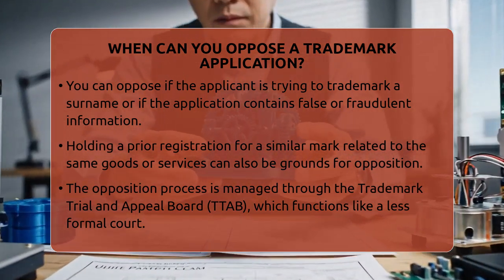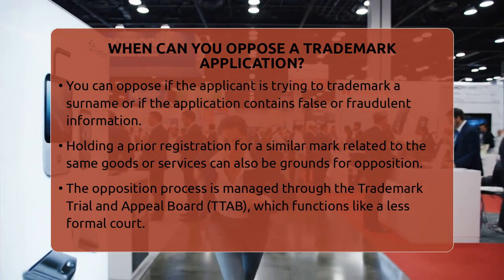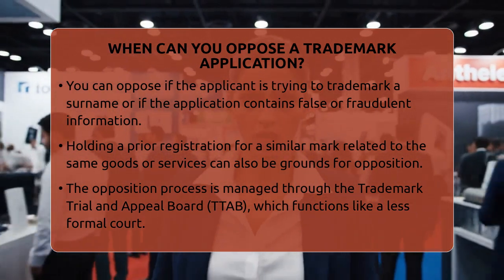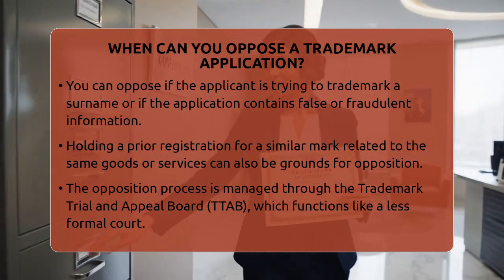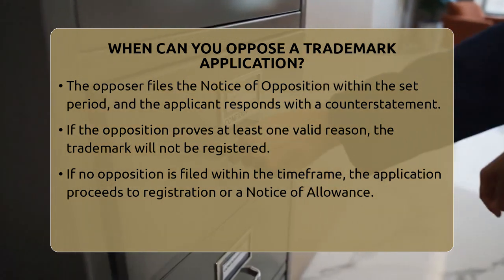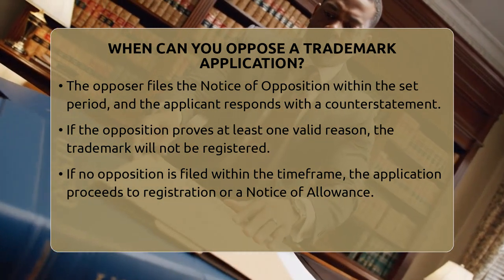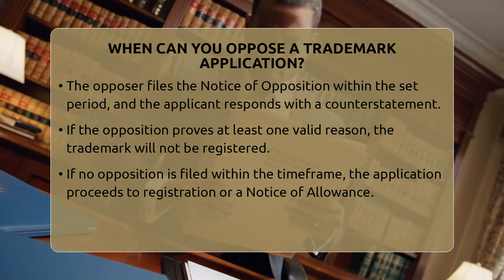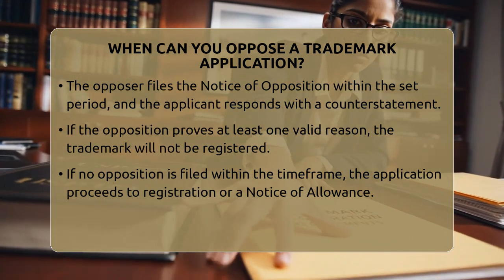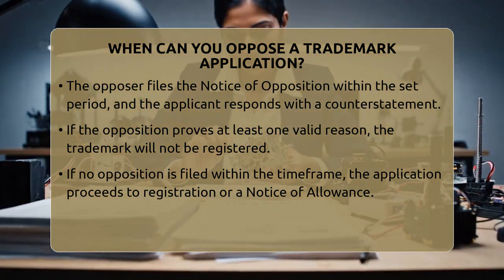The opposition process is handled through the Trademark Trial and Appeal Board, or TTAB. Think of it as a less formal court where both sides present their case. The opposer files the notice of opposition within the 30-day window, and the applicant then has a set time to respond with a counterstatement. If the opposer proves at least one valid ground, the mark will not be registered. If no opposition is filed within the time frame, the application moves forward to registration or to a notice of allowance, especially in cases of intent-to-use applications.